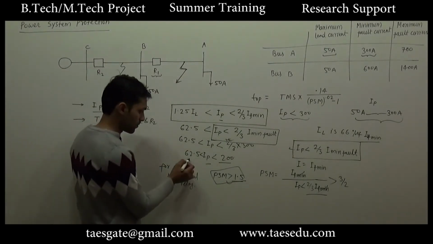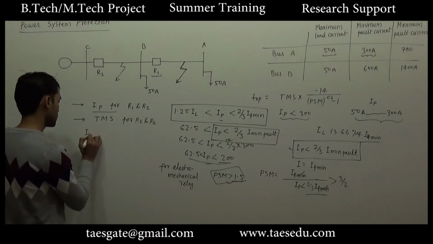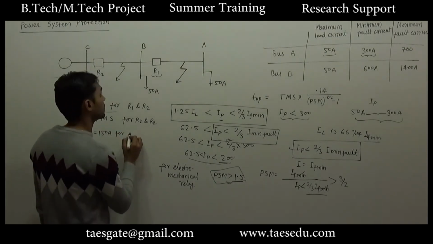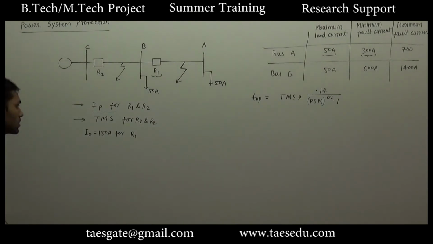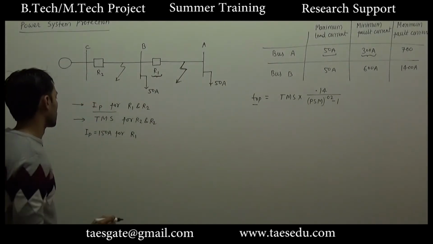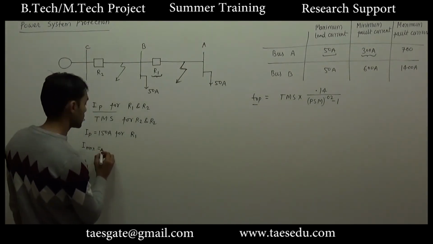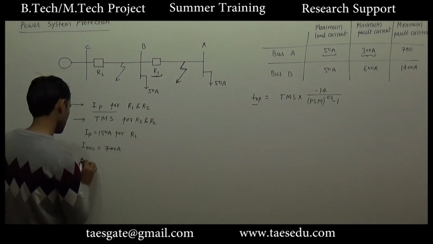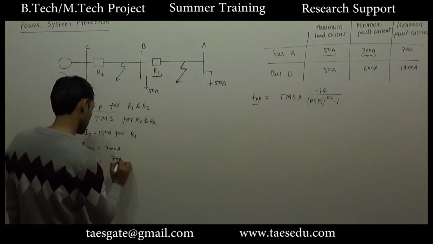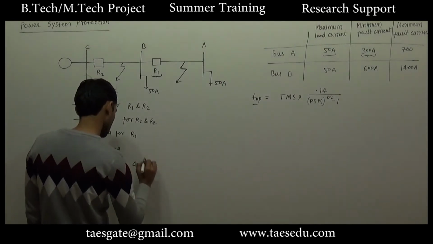Okay, so we got IP in this range. So let us choose a value of IP as 150 ampere for relay 1. Now let us try to find out the operation time for relay 1 in case of maximum fault current. The maximum fault current is 700 ampere. So what will be PSM? PSM for relay 1 will be 700 divided by 150. This will be 4.66.